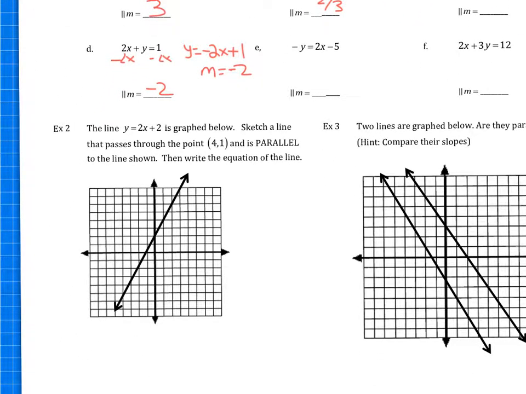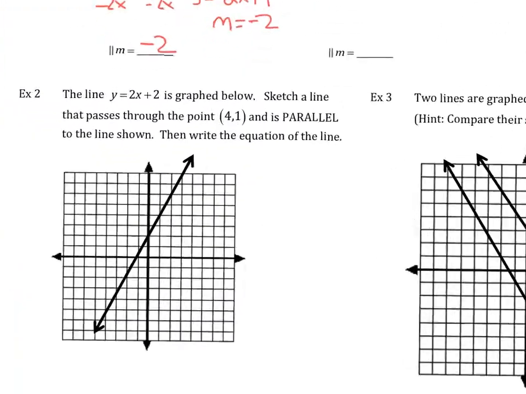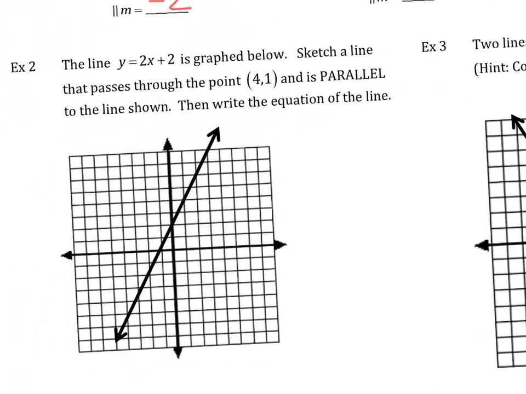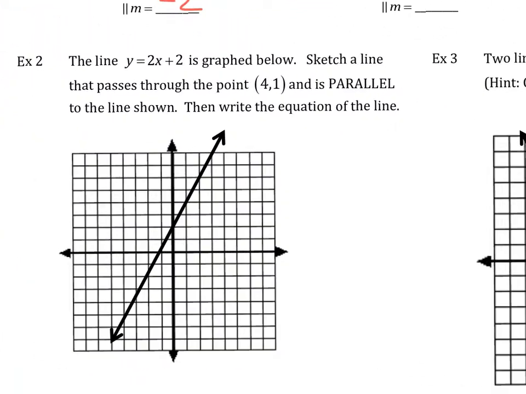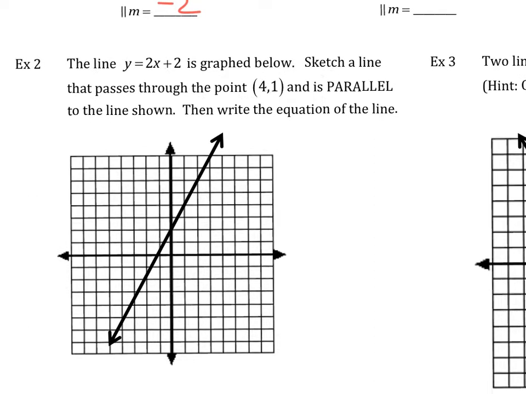In example 2 here, it says the line y equals 2x plus 2 is graphed below. Sketch a line that passes through the point (4, 1) and is parallel to the line shown. And then we write the equation. So I'm going to find this point (4, 1). Here we go. 4, 1. 1, 2, 3, 4 to the right, and up 1. Here's the point (4, 1).